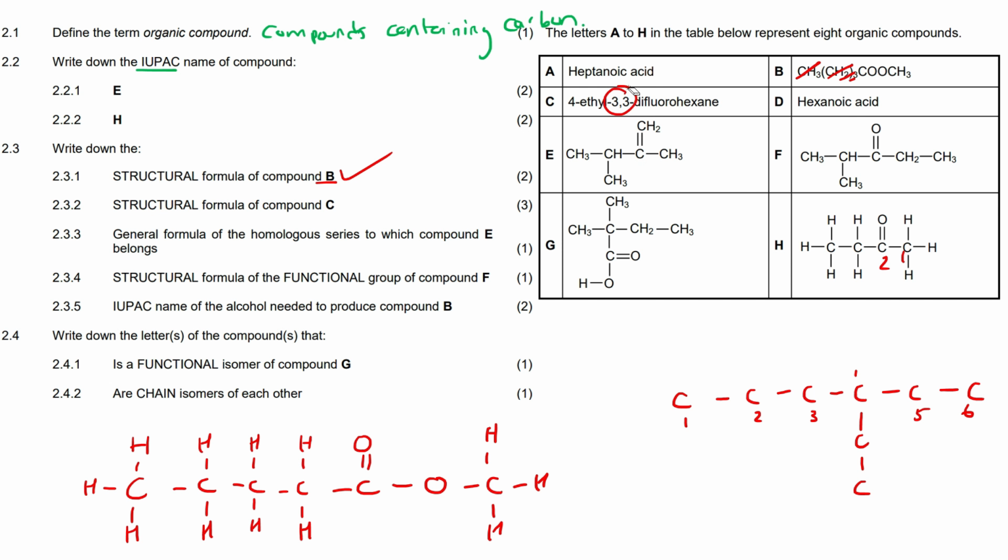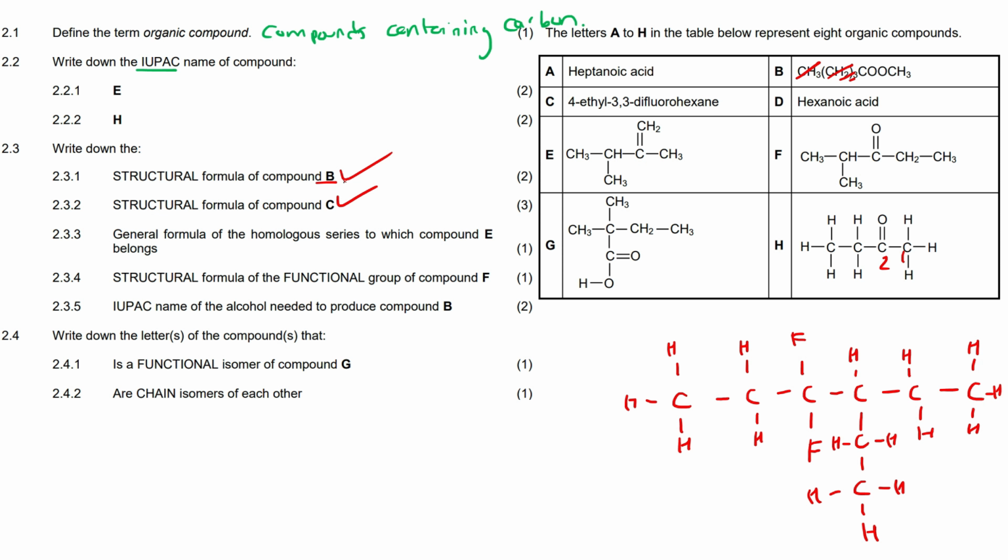And then on carbon 3, there's a difluoro. So that means on carbon 3, there's a fluoro there, and then there's a fluoro there. Okay, now the rest is just hydrogen. So fill that all in. Okay, so we've done this one.